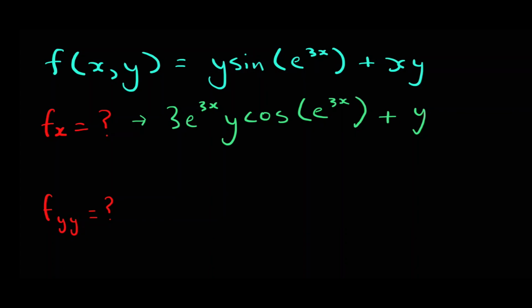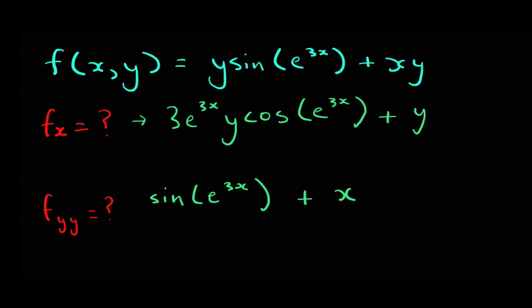Now, for f subscript yy, we need to start by finding the partial derivative with respect to y. So for the first term, sine e to the power of 3x is basically just going to be treated as a constant because there is no y in it. And because the y is to the power of 1, it's just going to disappear. So the first term becomes sine e to the power of 3x. And the second term differentiates to x.